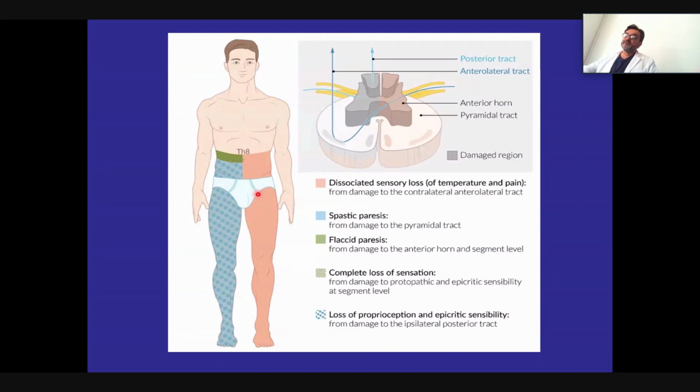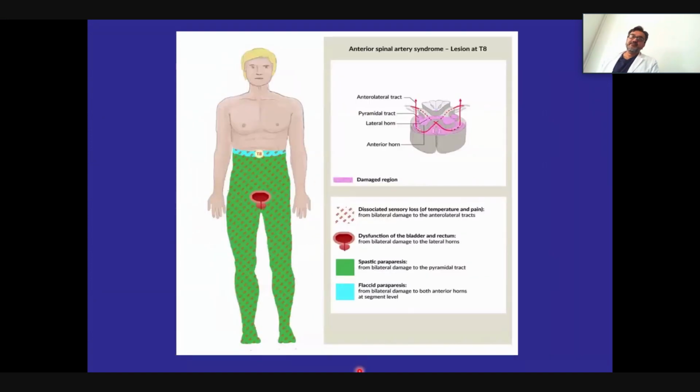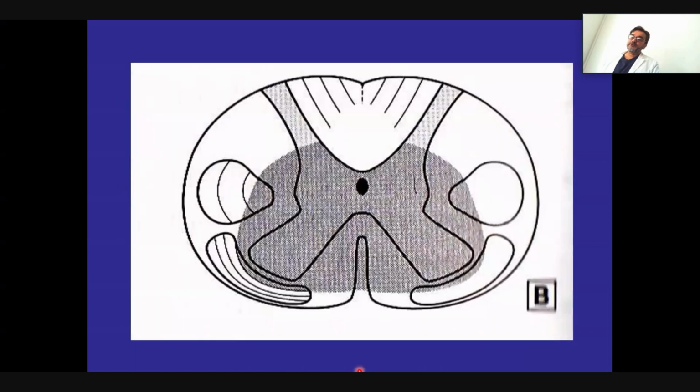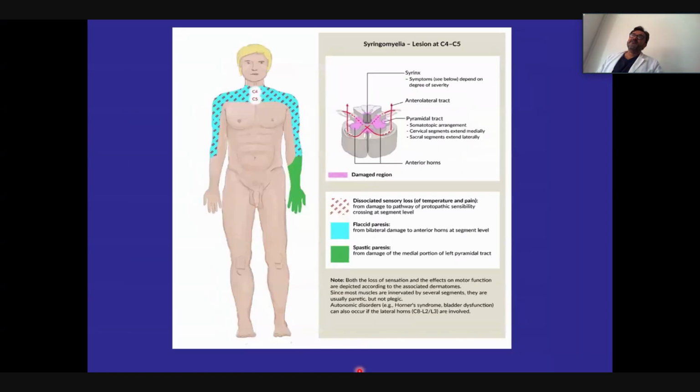Compare this with the anterior cord syndrome. And then if you compare this with the central cord syndrome, you find that there is more involvement of the upper limb and the lower limbs are spared. So you need to picture these three syndromes in your mind, because many of the questions related to testing the spinal cord tracts would be related to these syndromes.